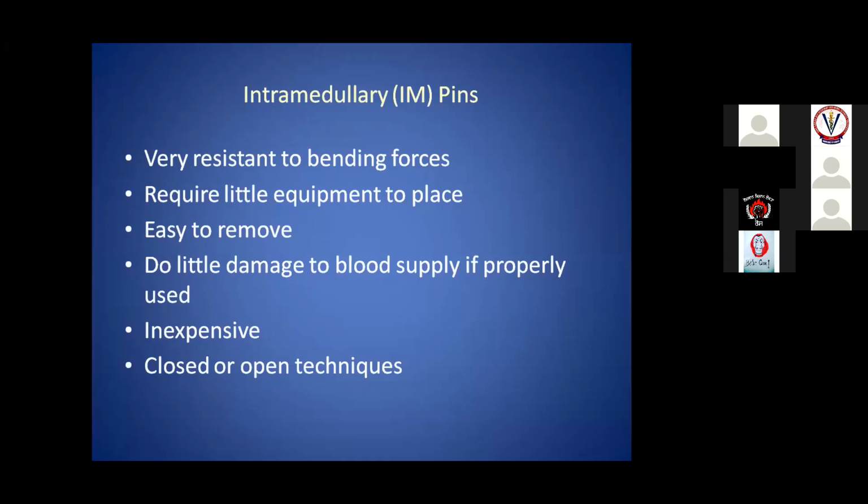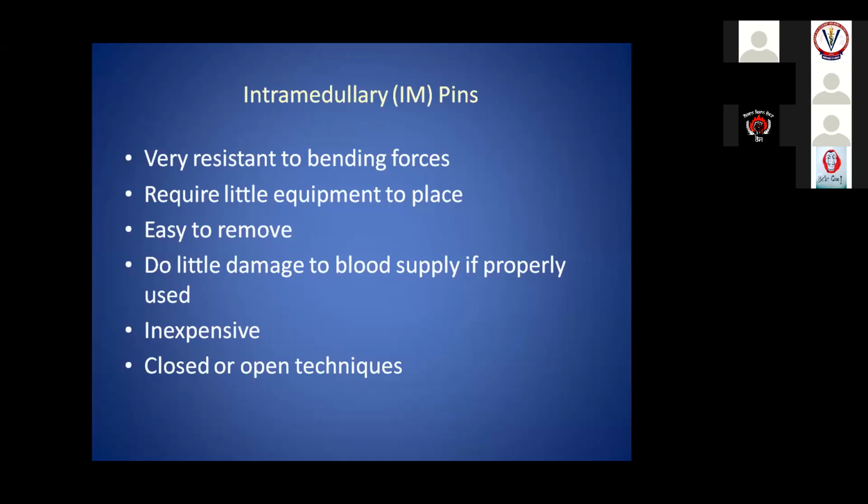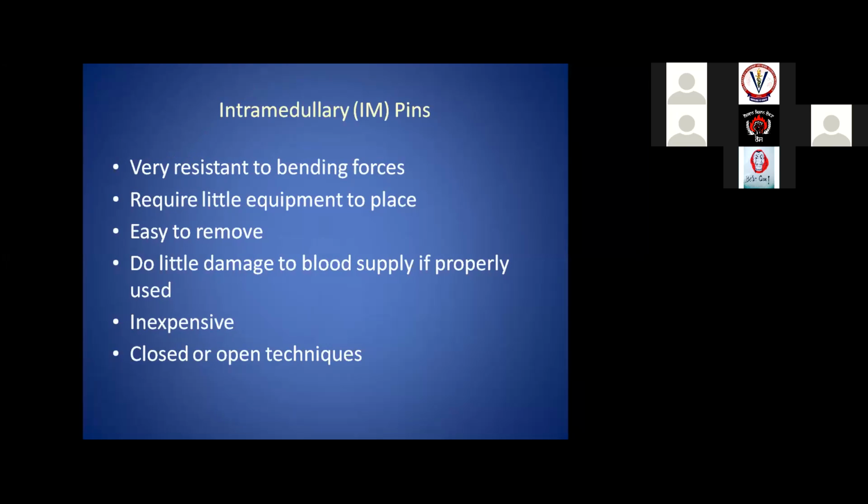Suppose you are using an intramedullary pin. Because we are putting this pin in the medullary canal, that is, in the neutral axis of the bone, it will counteract the bending forces very effectively. That is the advantage of the intramedullary pin. You require very little equipment to do this procedure. It is very easy to remove. It causes very little damage to the blood supply. It is inexpensive; you get a simple intramedullary pin for 100, 150 rupees. They are available everywhere. You can do it by both closed and open methods.